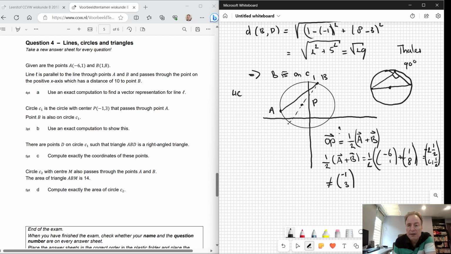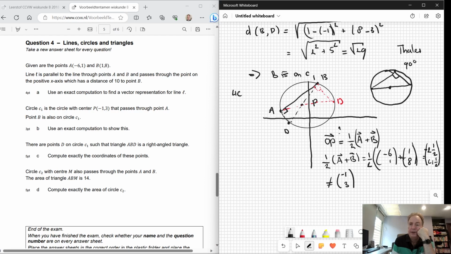So that means that D is right here. That's option 1, and option 2, in another color, is that D is right here. So in this case, this is a right angle, and in the other case, this is a right angle. Okay, so that's it.